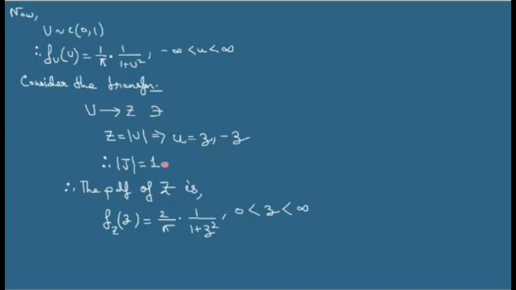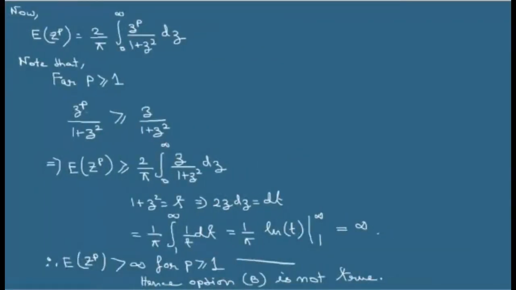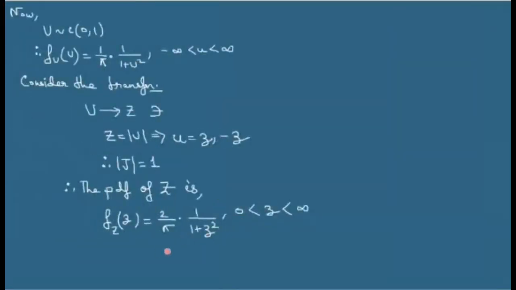The Jacobian turns out to be 1. The PDF of Z then becomes 2 by pi into 1 plus Z square, where the support of Z is from 0 to infinity, since Z is equal to mod of U, which has to be positive. So we have got the PDF of Z, which follows a folded Cauchy distribution.